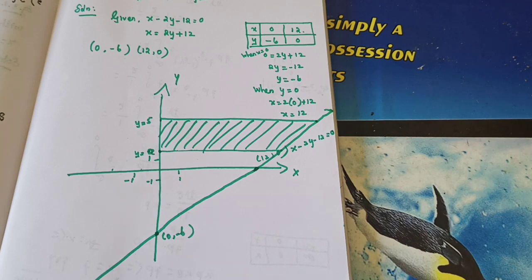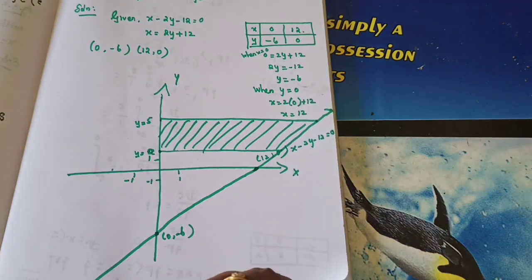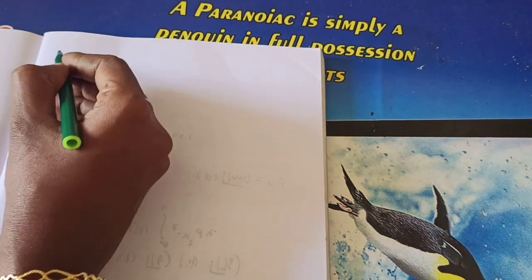Now I have drawn the diagram. In the last problem, the line was vertical; now I am asking whether the region is to the right or left. It's right, correct? So the formula is x dy. If it is on the right, it is x dy. If it is on the left, only a minus will be there.